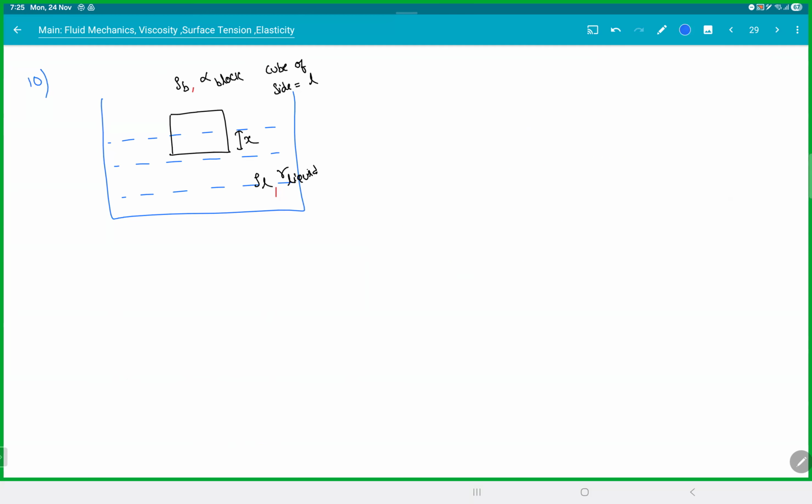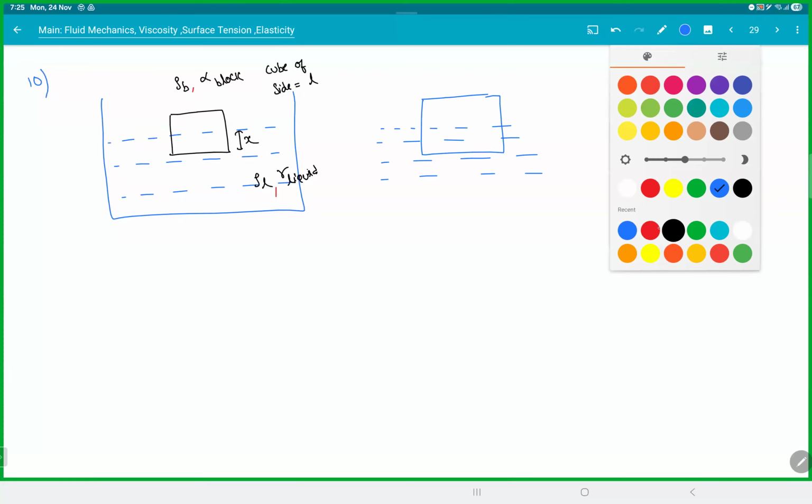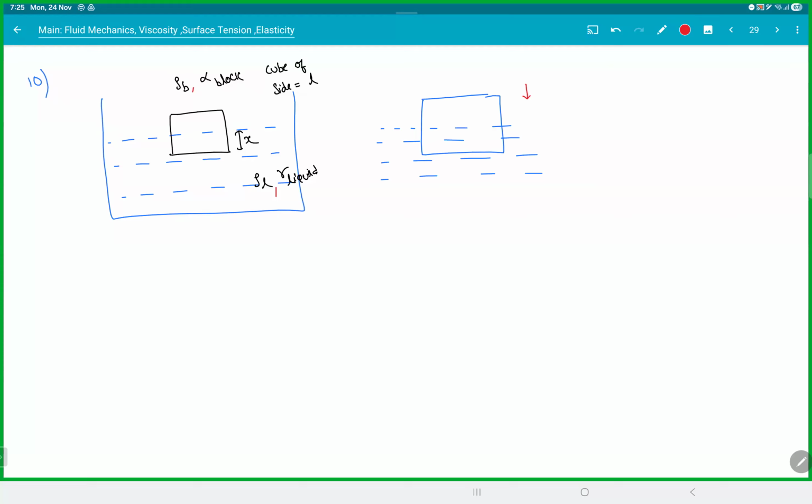How to get the time period? So initially the block is here. Let's say you push this down by y. Again, we are not interested in the total buoyant force. We are only interested in the change in buoyant force. So this will generate an additional buoyant force, delta FB.